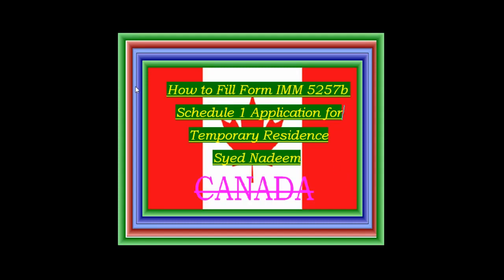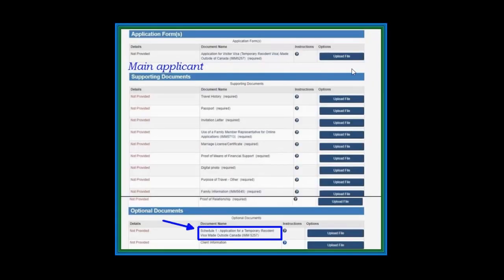Hello, today in this video we will see how to fill form IMM5257e, Schedule 1 application for temporary residence. First of all, we will need to download this form.